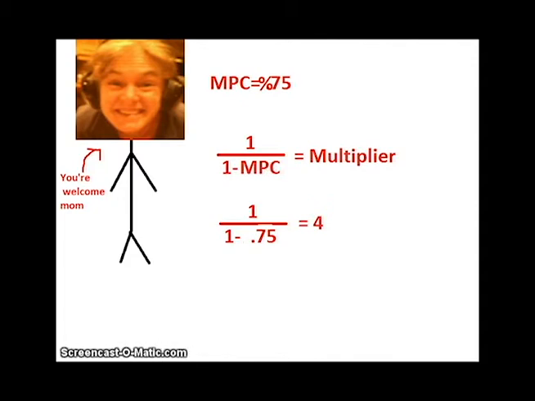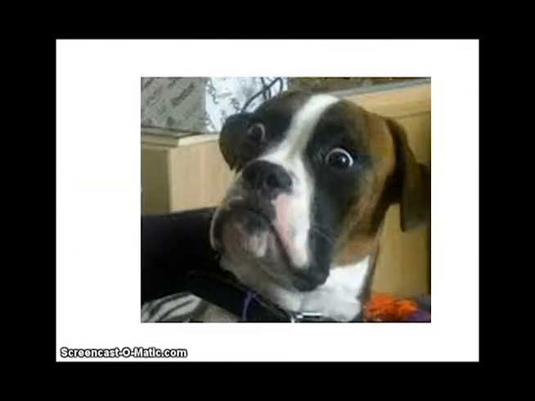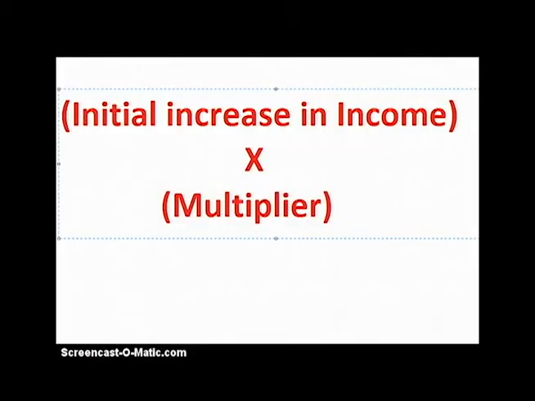Now what do we do with the multiplier? Well, we can use it to calculate the total increase in income. How, you say? It's simply the initial increase in income times the multiplier.